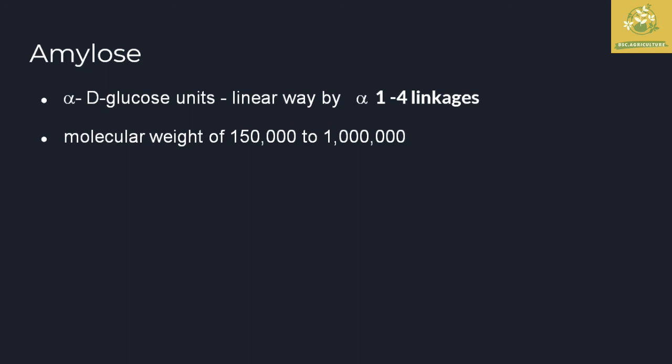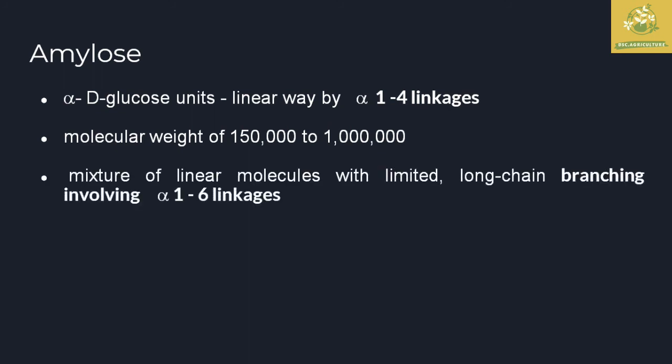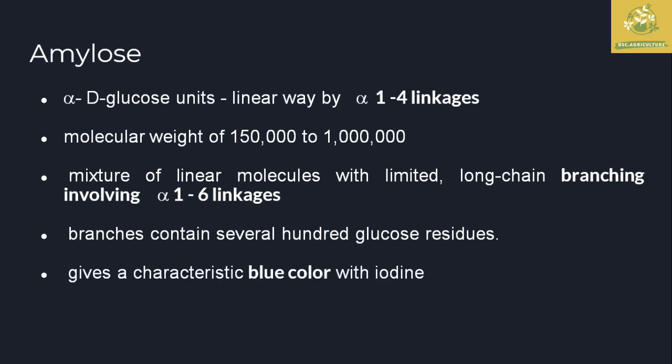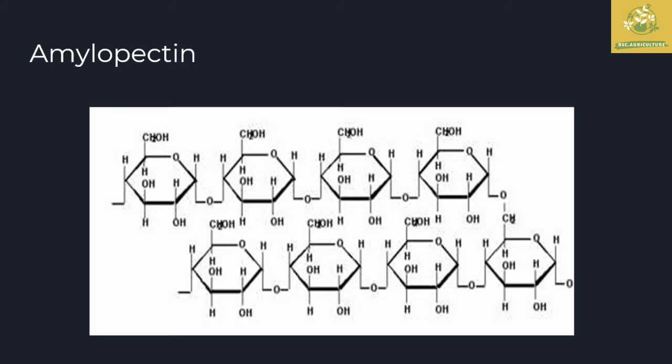You must remember this for the 0.5 about the molecular weight of amylose, a mixture of linear molecules with limited long chain branching involving alpha 1 to 6 linkages, where the amylose branch contains several hundreds of glucose residues and gives the characteristic blue color when it combines with iodine.